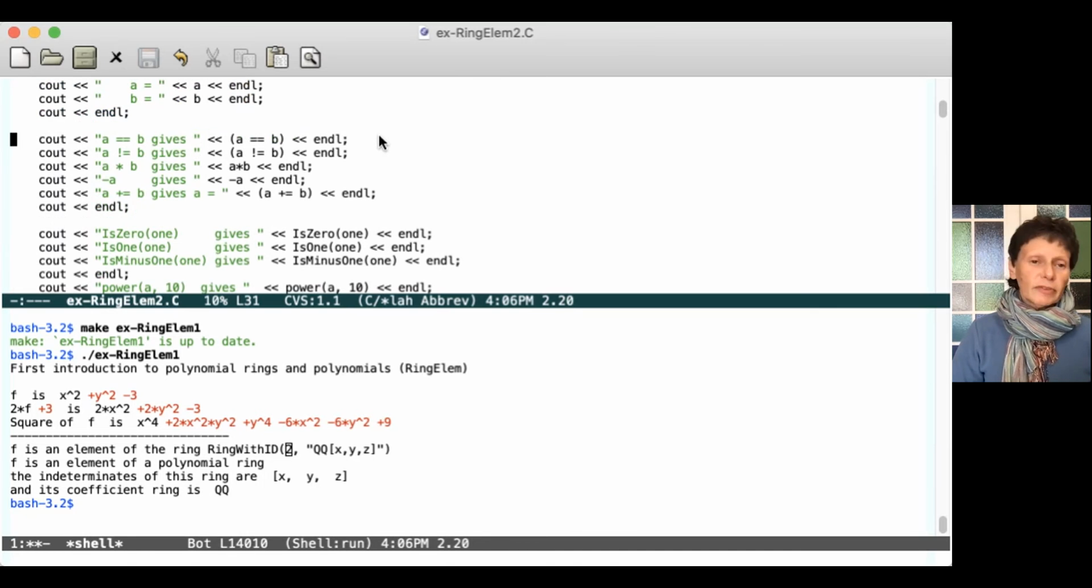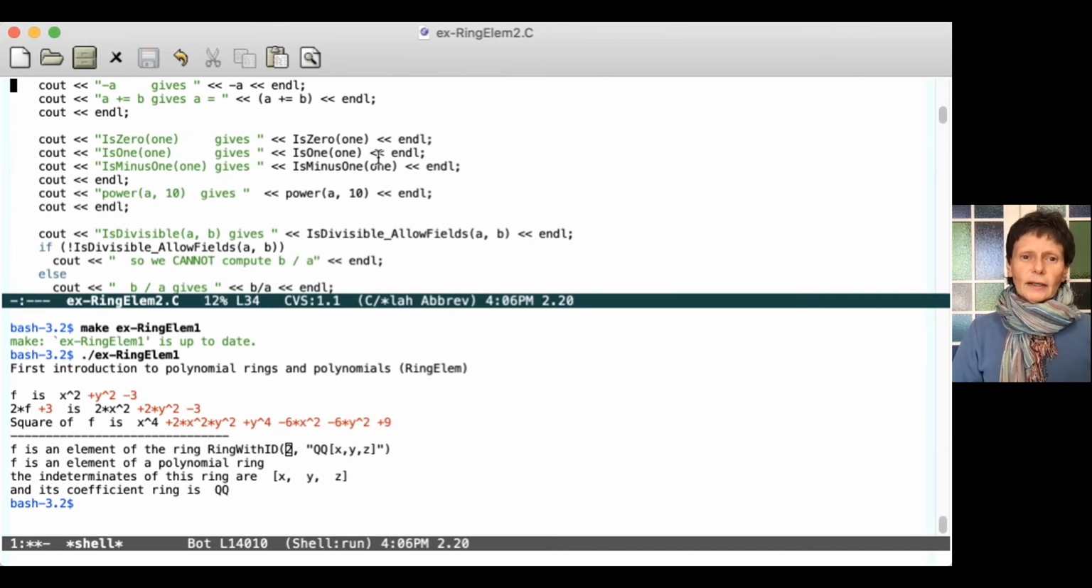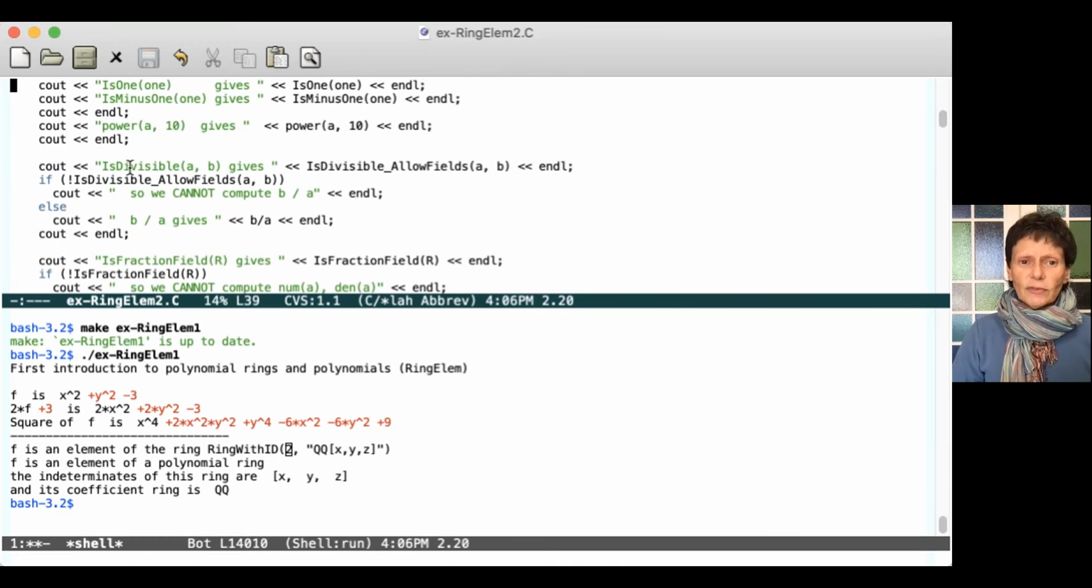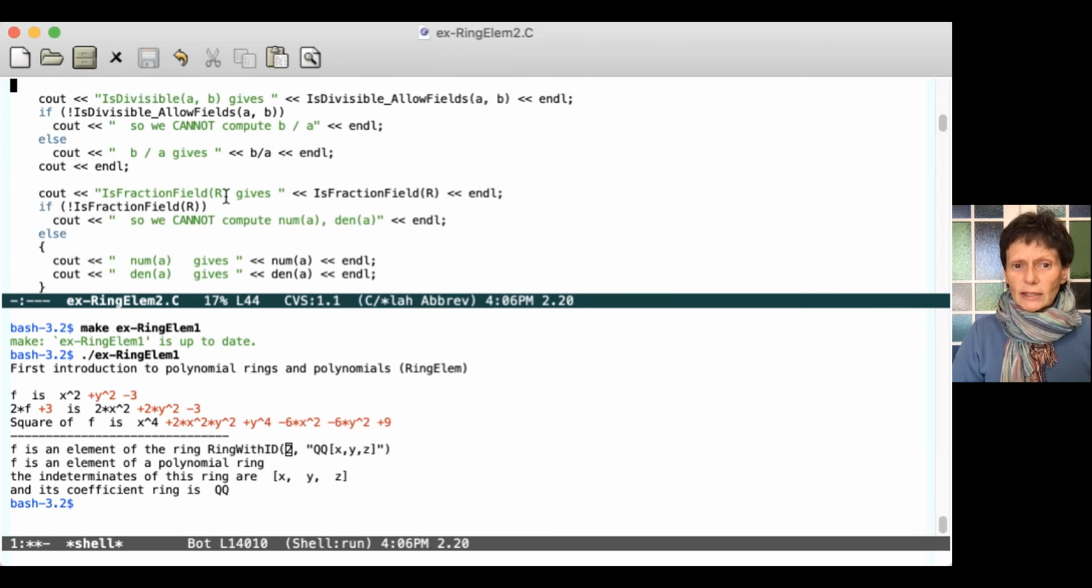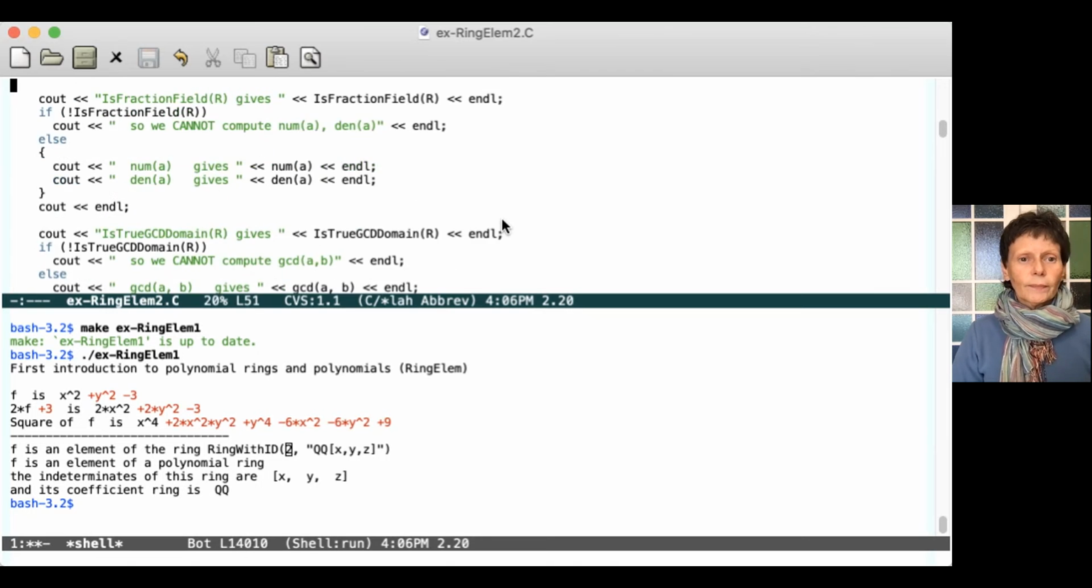see you will evaluate the equality test, the multiplication, the sum, the inverse, the opposite, and the test if it is 0, 1, minus 1, and computes the 10th power of the element. It checks if it is divisible, and if it is divisible, it computes the division. If the ring is a fraction field, it computes numerator, denominator, otherwise it prints that it cannot do that.